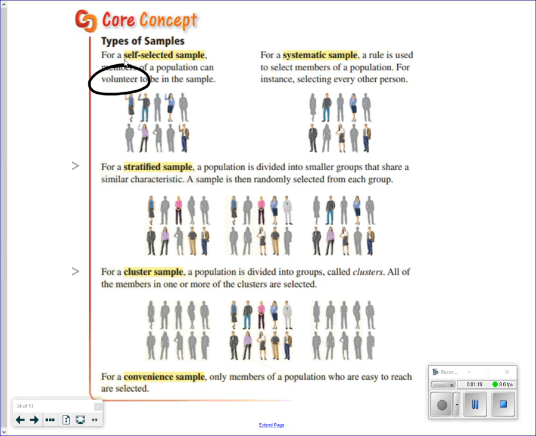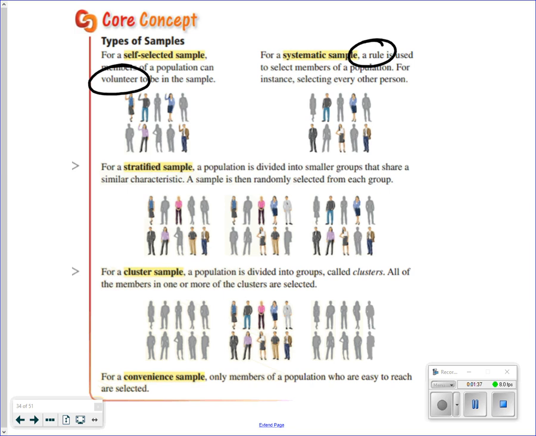A systematic sample means it has a rule. So a rule is used to describe it. So maybe you're talking to every other person, or you're talking to every fifth person, or every 10th person in a particular group. So again, if it has a rule involved, that is considered a systematic sample.